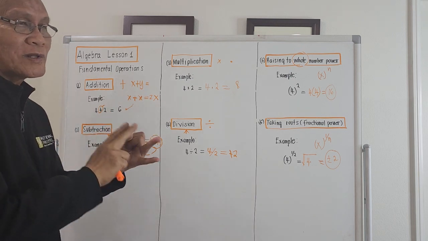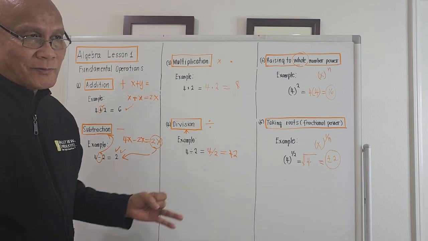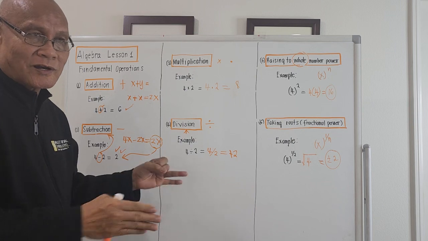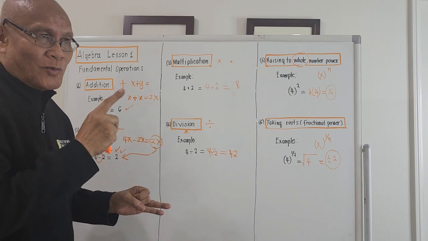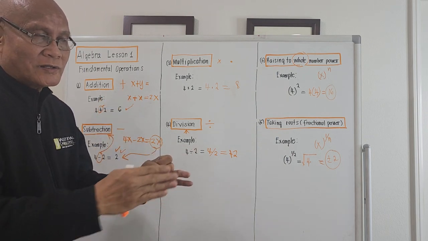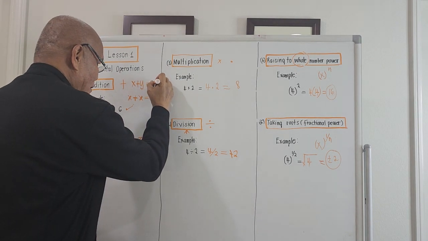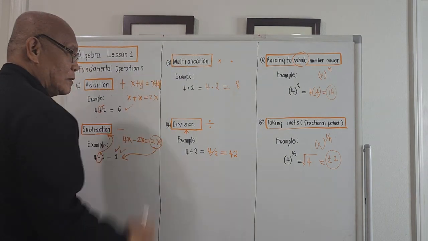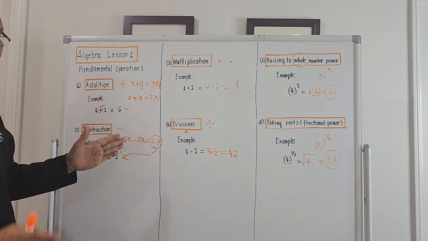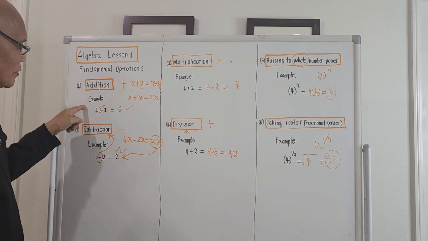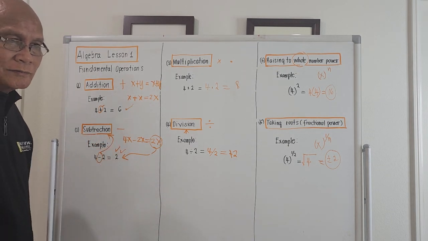Like 1 cow plus 1 carabao, what will be the total? It will still be 1 cow plus 1 carabao, because you could not add the cow and the carabao. But 1 cow plus 1 cow will be 2 cows, right? But 1 cow plus 1 carabao, you could not add it, right? So x plus y will still be x plus y. Okay? That's addition. It's critical that you ask yourself if the terms you're adding or subtracting are similar, because if they are not similar, you could not do anything about it.